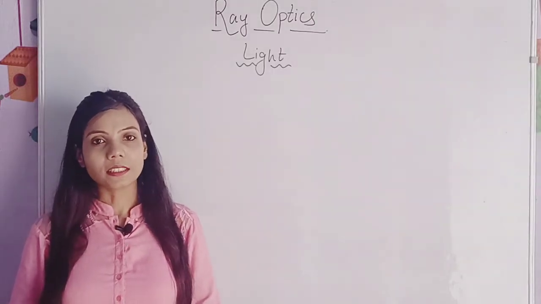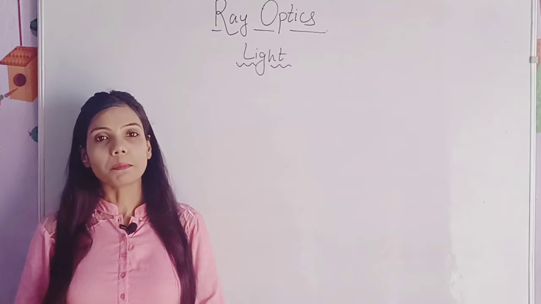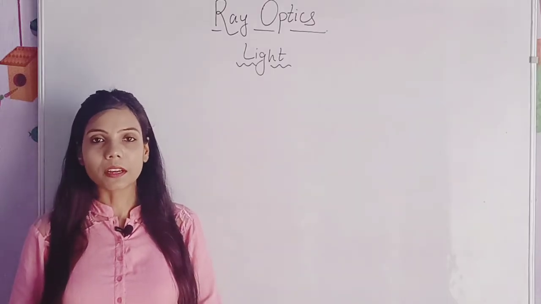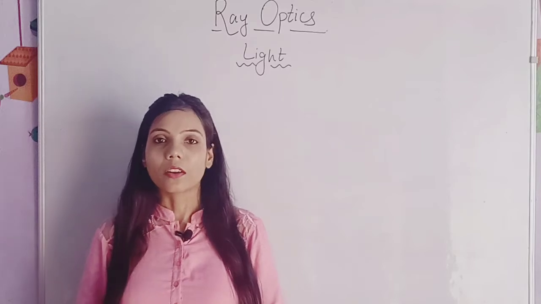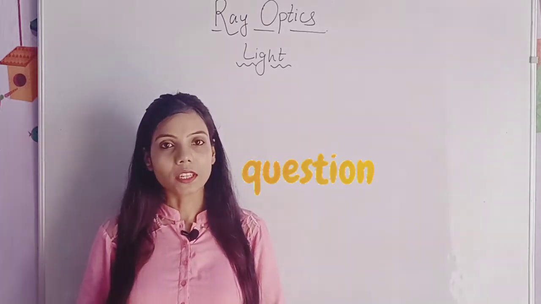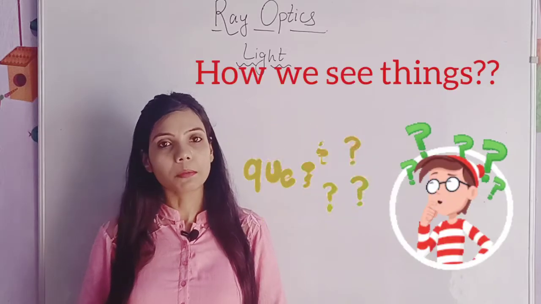For instance, just imagine when you step into a dark room. Will you be able to see anything around you? Definitely not. And it's just because in the absence of light or in the darkness, nothing is visible to us. Now the question is, what makes the things visible?